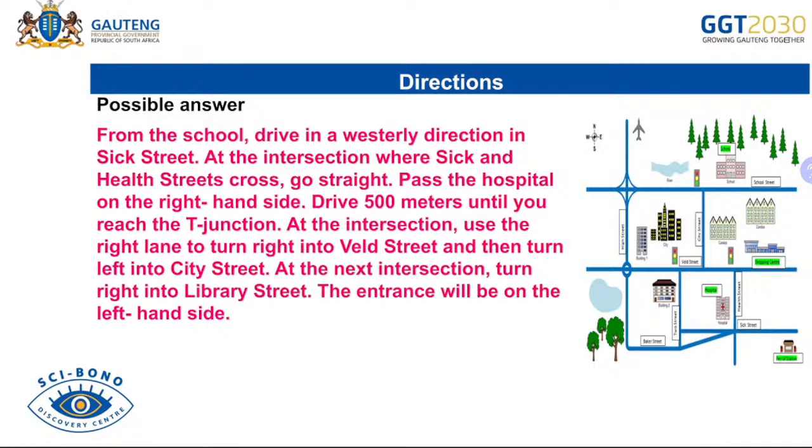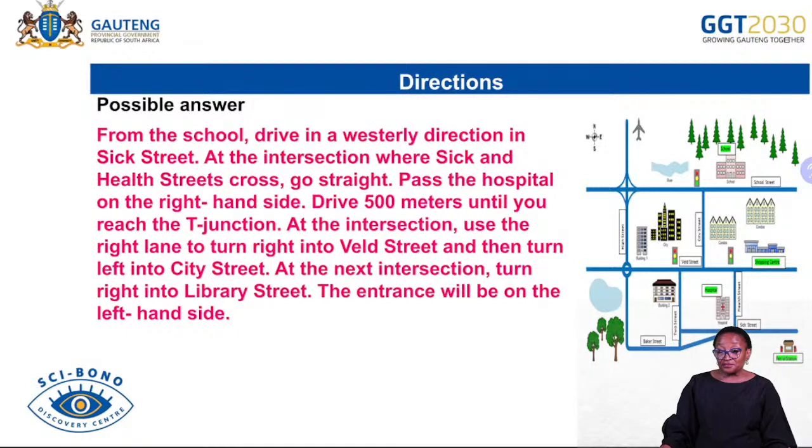From the school, drive in a westerly direction in 6th Street. At the intersection where 6th and Health Streets cross, go straight. You see the use of street names. You pass the hospital on the right hand side. The hospital there is our landmark, and it will be on the right hand side. You drive for 500 meters. The distance is indicated until you reach the T junction.